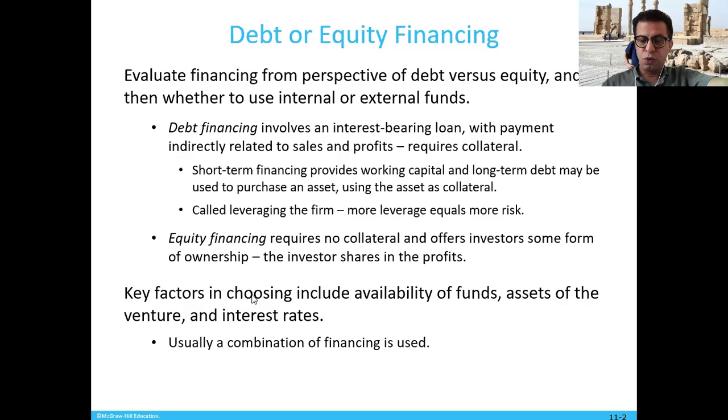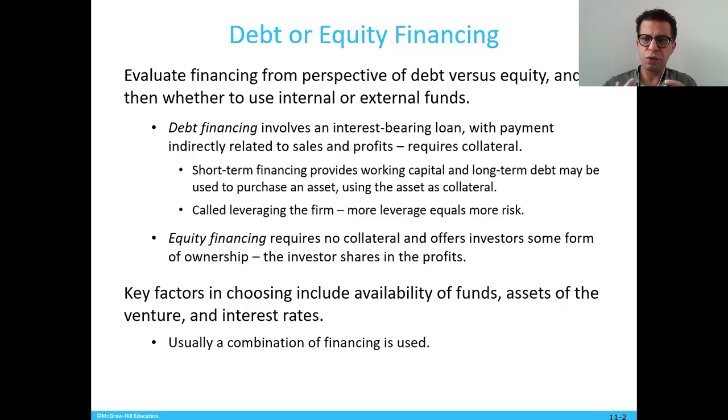But the key factors in choosing include availability of funds, assets of the venture, and the interest rate. So you have an option, as we said, of borrowing money from a bank or taking the money and giving shares to investors. You need to look at whether there is an interest rate or no interest rate, and whether to borrow the money or give a share. You need to look at these two things.